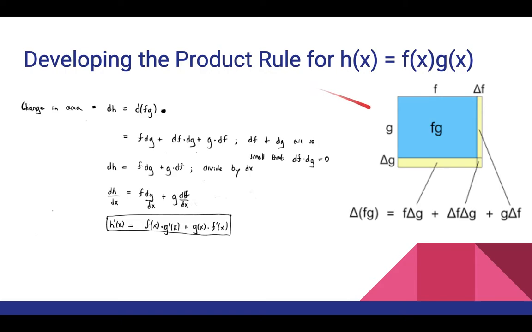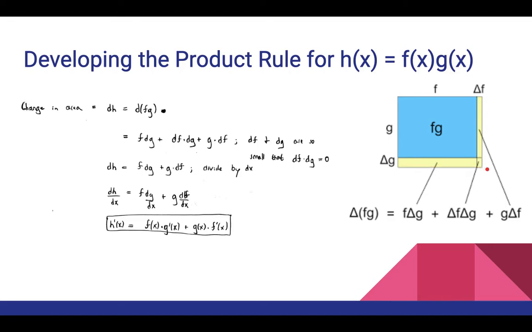Okay, so what we're going to do is interpret this visually. We can interpret f of x times g of x as a rectangle of area f times g. So this area in blue right here is just h. Now if we extend g by a little bit, what we'll call delta g or dg, and extend f by a little bit, what we call delta f or df, we're going to get a change in area.